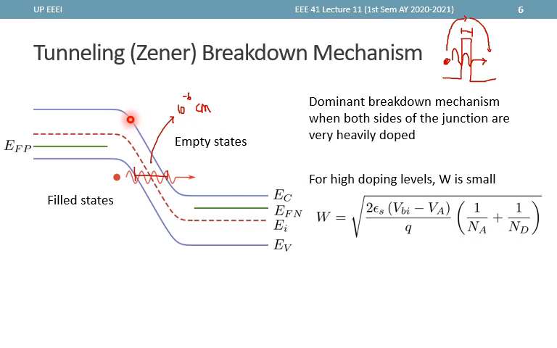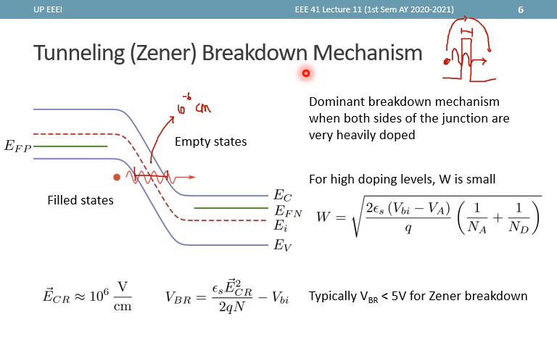Okay, so when we apply enough reverse bias, the barrier actually becomes thinner from the point of view of the electrons from the valence band. So that's why we get to this breakdown point when we reverse bias the device. Now, the critical electric field for this to happen is around 10 to the 6 volts per centimeter.